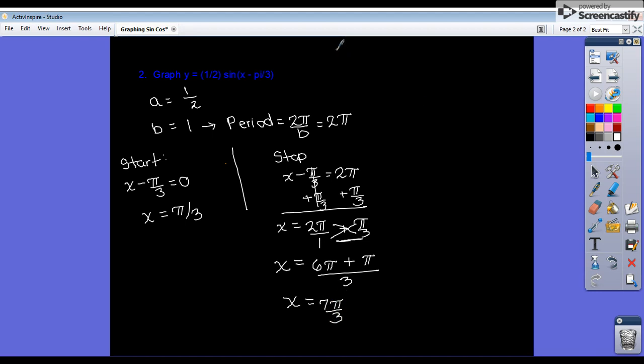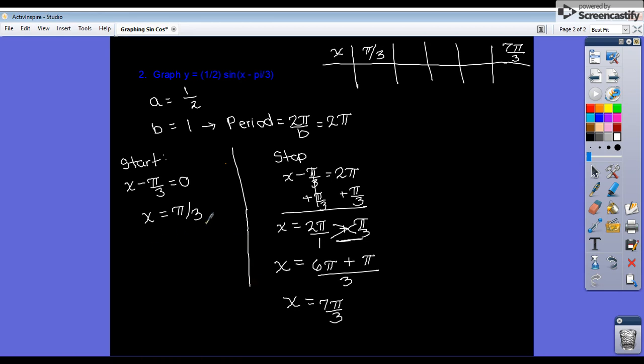So we now know if we have 5 points in one period, the x value will start at pi over 3 and it will stop at 7 pi over 3. To find the x values between them, we're going to find the difference between the x values. So remember we did this in the last problem, and there is a formula because there's 4 equal spaces between the 5 points. So the difference between the x values is going to be the stop minus the start over your 4 equal spaces.